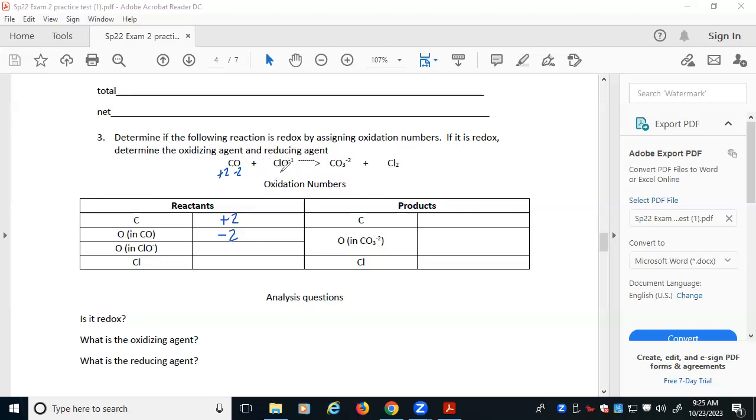For the hypochlorite, I know that the oxygen is -2. The chlorine here has to be +1, because remember, I've got a -1 charge overall. The two numbers have to add together to give me that charge. So if the target is -1 and I already have -2, +1 must be the thing that I'm missing to turn that -2 into a -1.